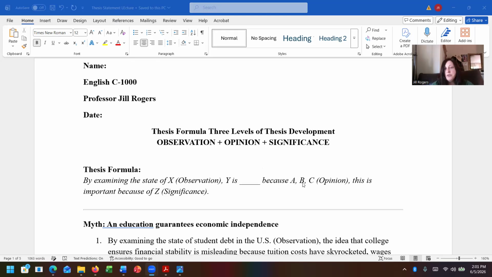So paragraph 1, paragraph 2, and paragraph 3, body paragraphs. And then your opinion, that's the opinion. And then finally, your significance. This is important because of Z. Okay, so let's take a look how this works.